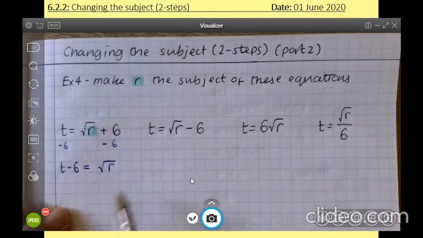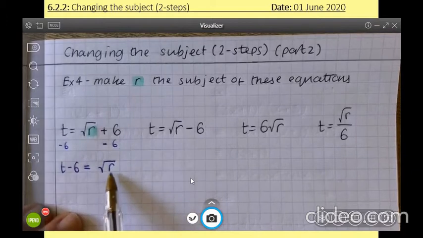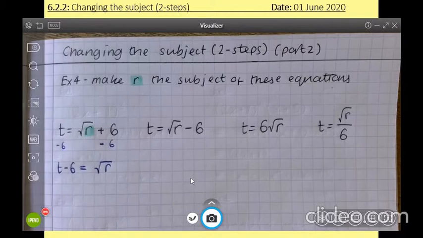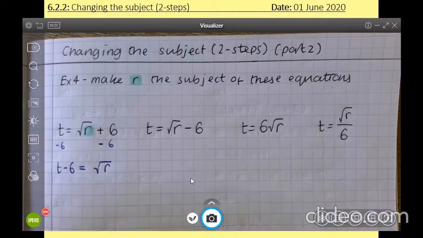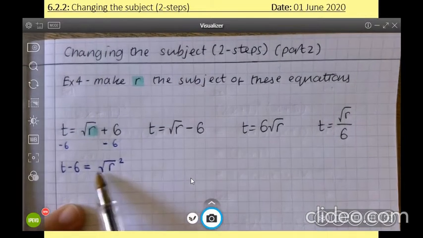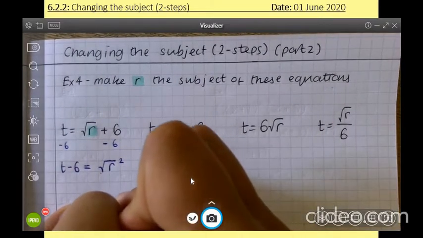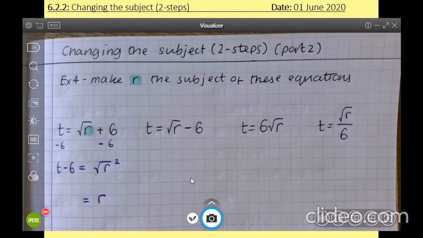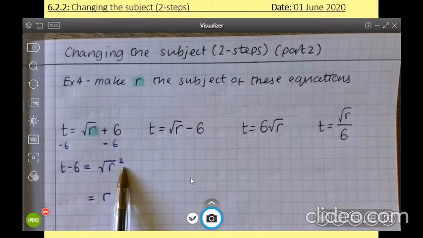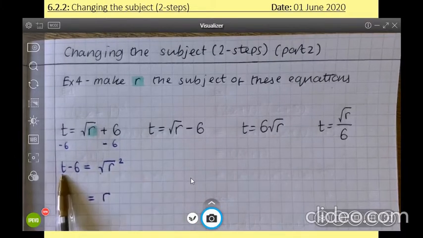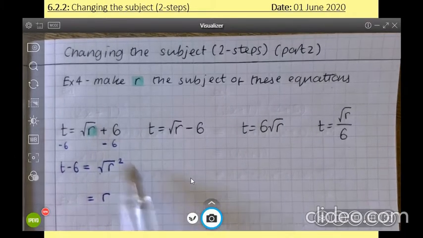Then I'm nearly there. I want to make r the subject, but at the moment r is being square rooted. To undo the square root, I do the inverse. I square it. The square and the square root are inverses of each other, so they cancel each other out and I get r. Because I've had to do that to the right hand side, I have to do it to the left hand side. Whatever I do to one side, I have to do to the other. So I need to square the other side as well.